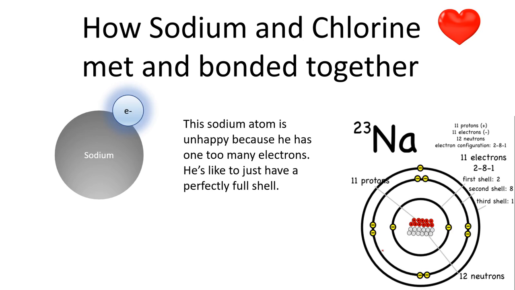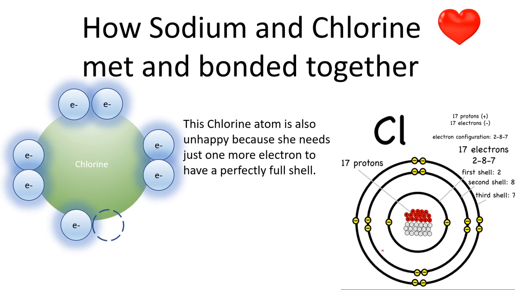So sodium atom is unhappy because he has one too many electrons in his electron shells, right? He wants to have a perfectly full outer shell, and he just has that one extra electron tagging along. It's very annoying. So he's going to get rid of that, right? Now chlorine, on the other hand, is unhappy because she needs an extra electron to complete her outer shell. And she's not going to be happy until she gets that extra one.